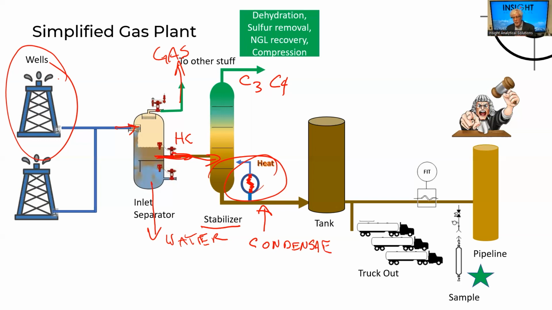That may go to tankage, and then we're going to ship it out somehow: truck it out, rail it out, or send it out to pipeline. But somehow we've got to know what it's worth. How much are we sending out? So I added in over here that we're going to have a flow transmitter of some kind, so we know the volume of condensate that we're producing.